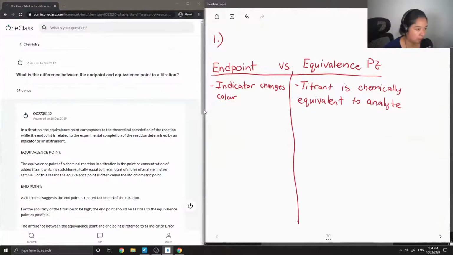Okay, so another point about endpoints is that weak acids have only one. However, with equivalence points, weak acids can have multiples.